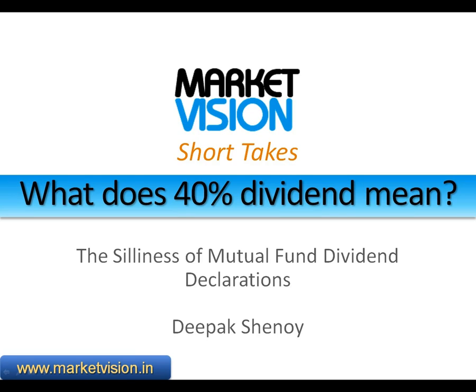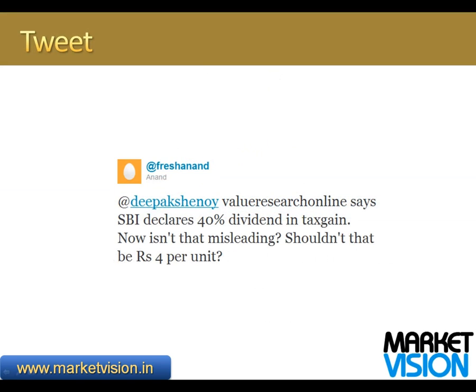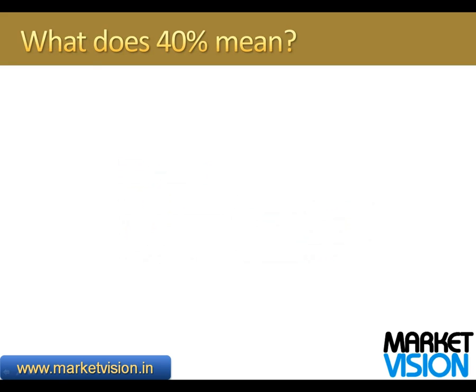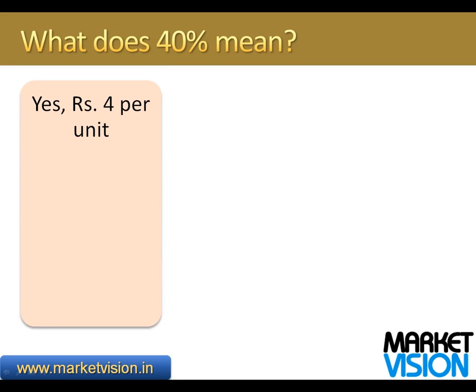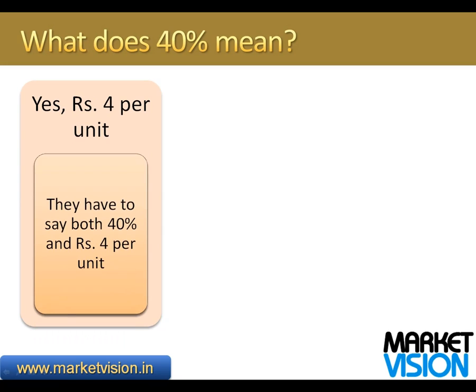This is Deepak Shenoy. So I get a tweet today from Anand who says, Value Research Online says that SBI declared a 40% dividend in its tax gain mutual fund. Isn't that misleading? He says, shouldn't that be 4 rupees per unit? Well, 40%. What does it mean? It means yes, 4 rupees per unit. And by law, mutual funds have to say both 40% and 4 rupees per unit under current laws.